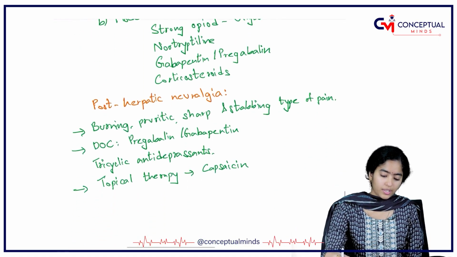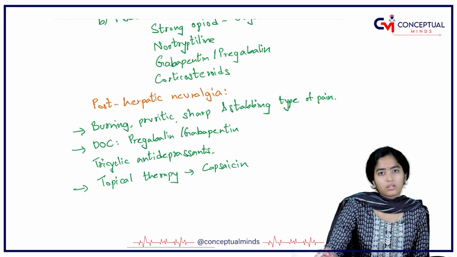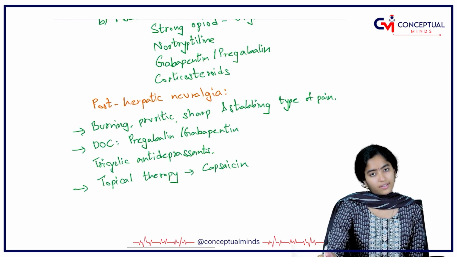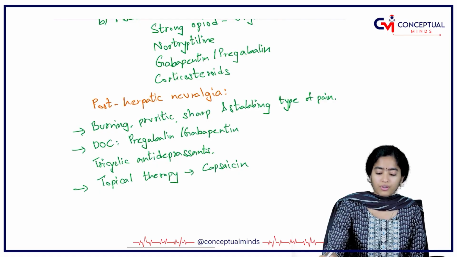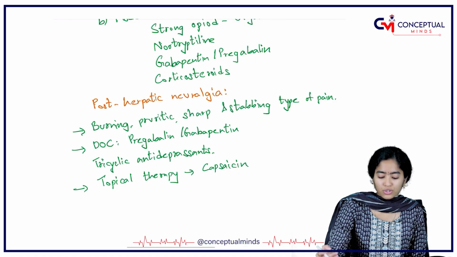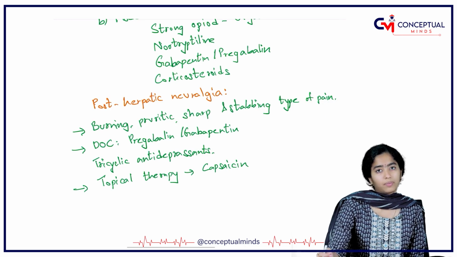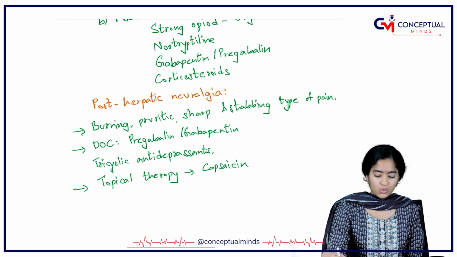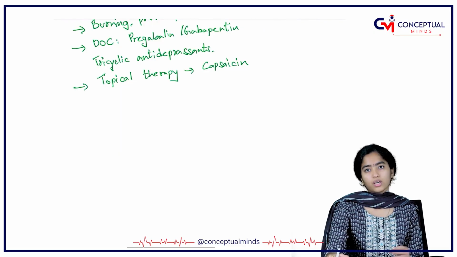And for post-herpetic neuralgia, the drug of choice is pregabalin or gabapentin. Tricyclic antidepressants can be used as an alternative. And if the patient is not able to take oral medication, systemic therapy, then topical therapy with capsaicin cream can be used. This is about post-herpetic neuralgia.